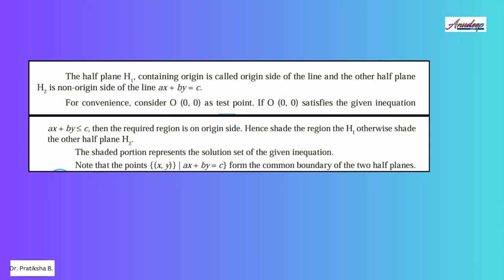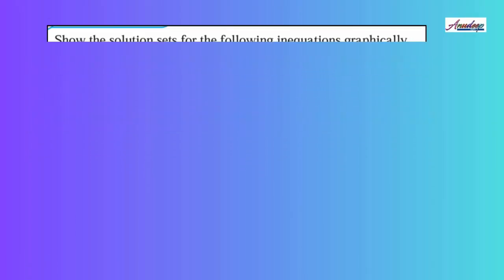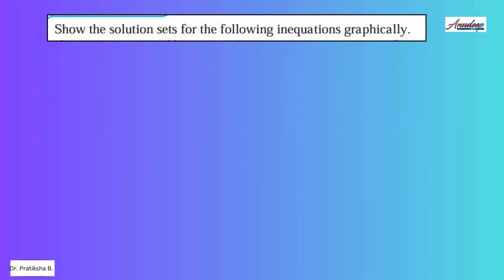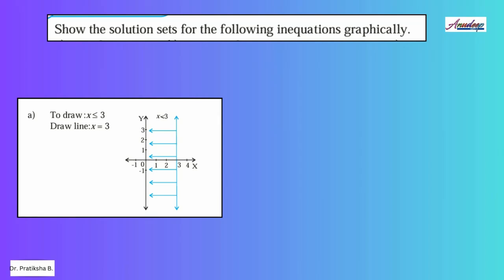So it is toward the origin that you are going to shade the feasible region. So it is very important. Let us understand how to plot the equations included in the linear inequalities which define a particular problem. Suppose we have a constraint x is less than or equal to 3. The first step is to convert the inequality into an equality. So x equal to 3 is the line you are going to plot on the xy axis.